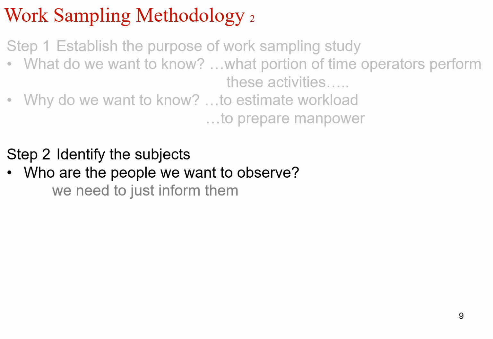Step 2. We identify people whom we want to observe, which is obvious from step 1. Generally, we inform the people we observe that we are conducting a study. They should do things that they do normally.